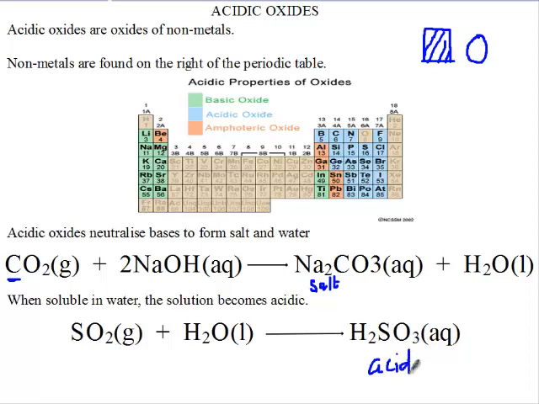So acidic oxides are called that because one, they neutralize bases to form salt and water, and two, they produce acidic solutions when they react with water. Acidic oxides are oxides of non-metals.